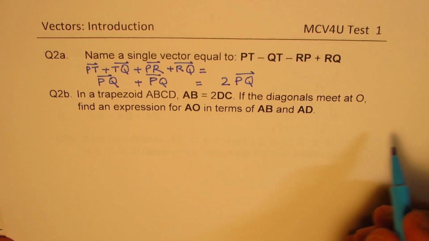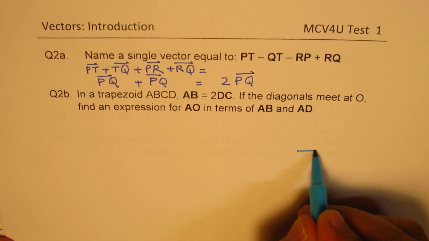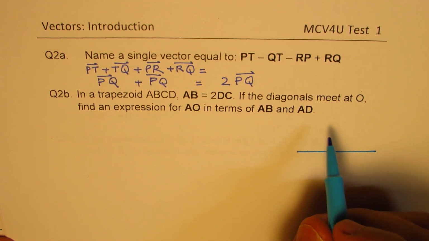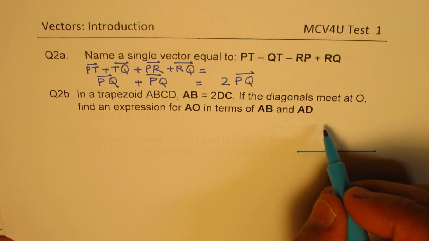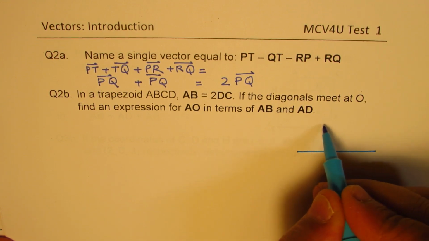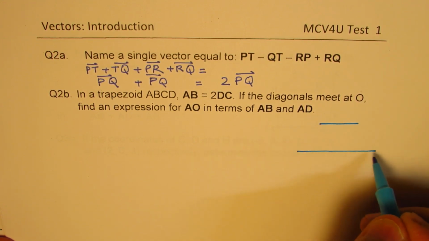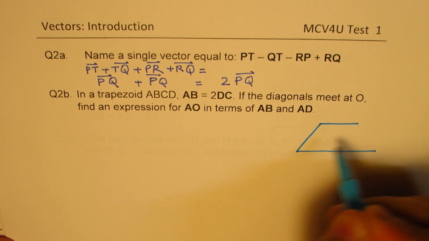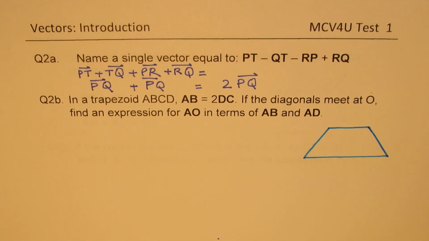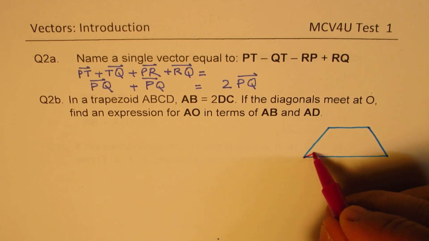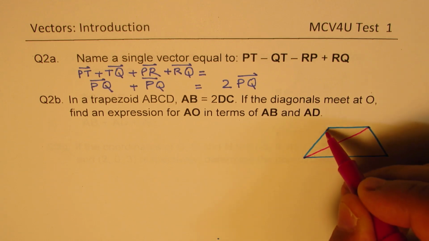So let's sketch. Let's say this is our AB and it is twice DC. So let's make an isosceles trapezoid, kind of. This is half of this length, right? Now we can just join the sides. We're talking about the intersection of diagonals. So these are the diagonals.